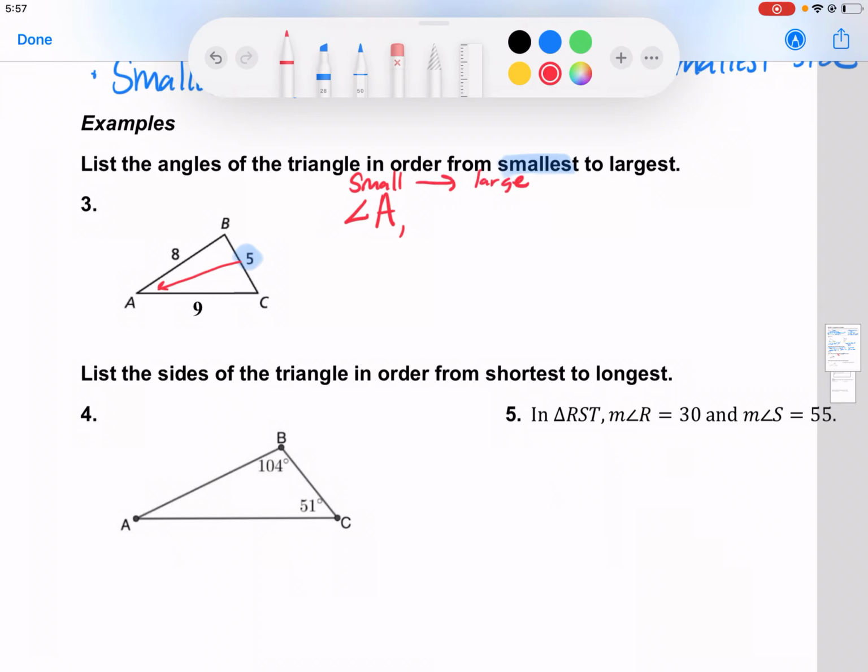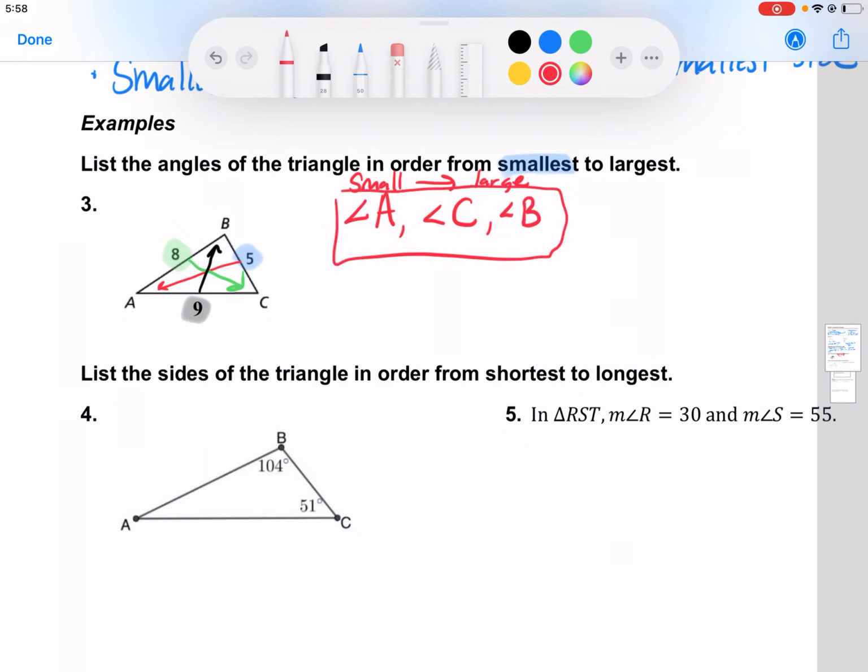And then we next find our middle one, right? So the middle side is the 8. Across from the 8 is angle C. So we'd say angle C is the next one, so that's in the middle. And the very largest should be across from 9. So right across this way is angle B. So that is our largest. And that would be the order. Okay.